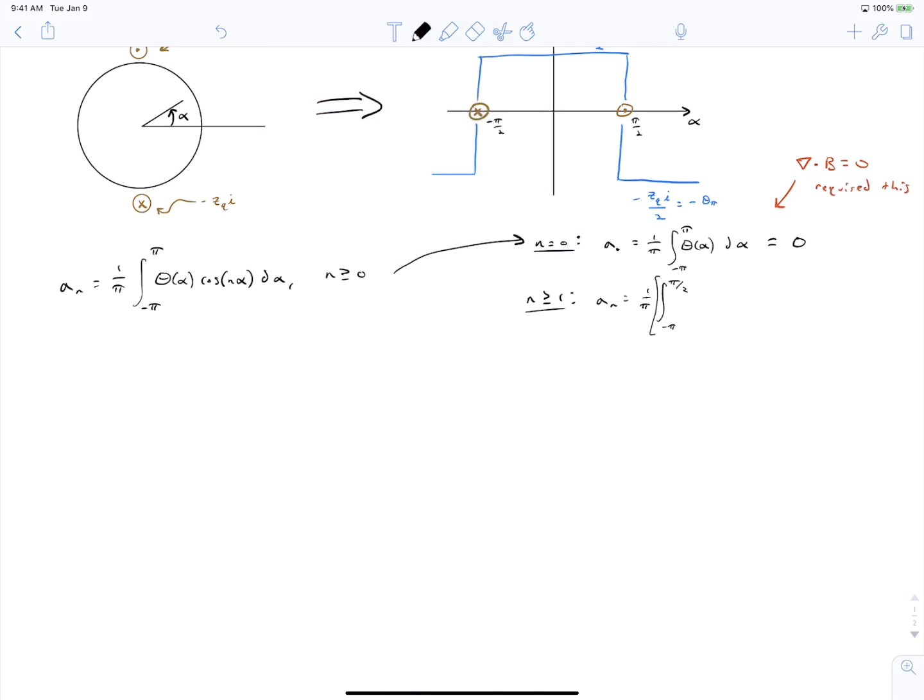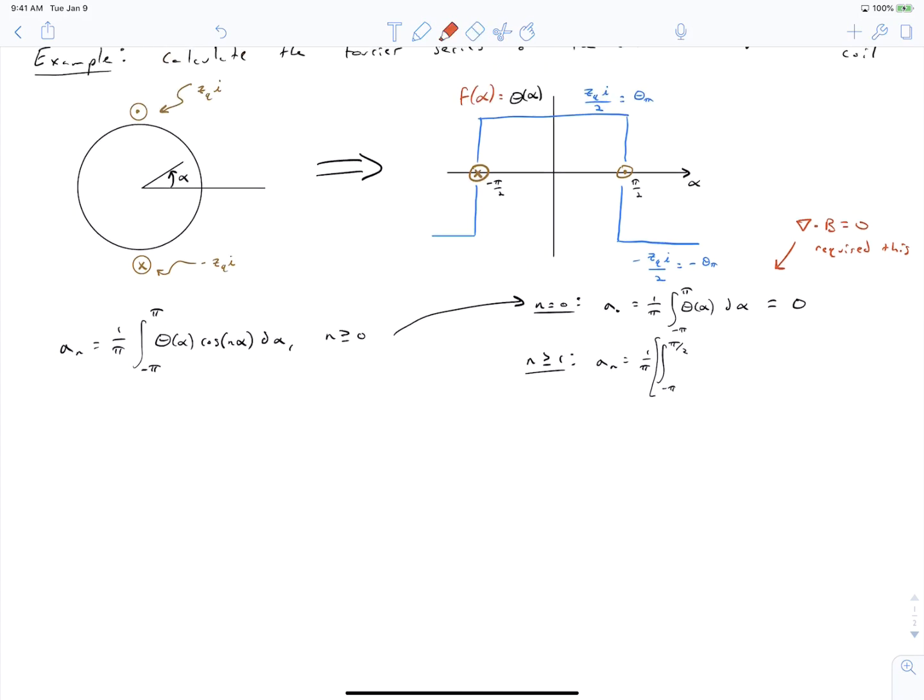And so for the remaining terms, we'll break up our integral into distinct regions. This region over here, where our current linkage is always negative Zqi by 2. And to keep the math a little bit simpler, to minimize the number of terms, we're going to define this quantity theta_pi, which is just equal to Zqi by 2. So when you see a theta_pi, it means Zqi by 2.